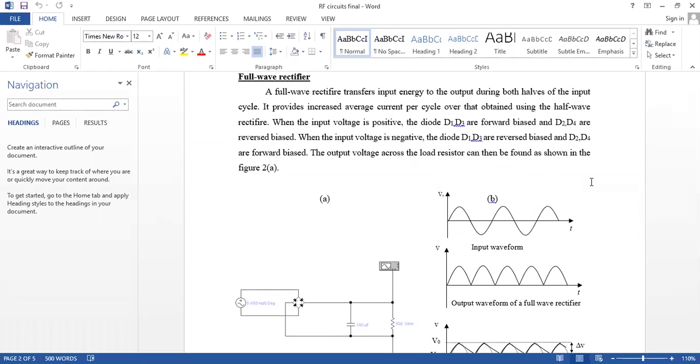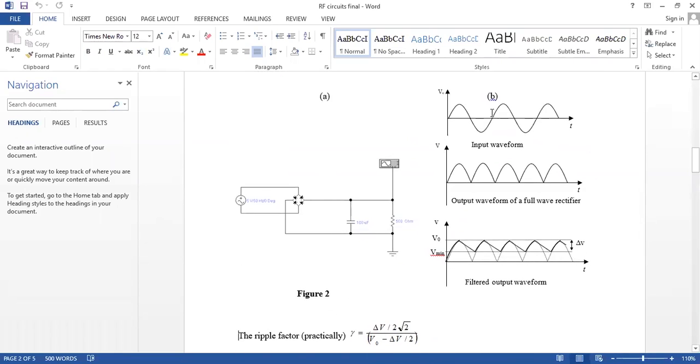For the second half cycle, the polarity will change. Okay, this one minus, this one plus, so the polarity will change and current will flow in this direction. Okay, we use these two diodes for the second half cycle. They are also forward biased. For the first half cycle, this diode and this diode will be forward biased, and for the second half cycle these diodes will get forward bias. Okay, that's why the output waveform is positive altogether.